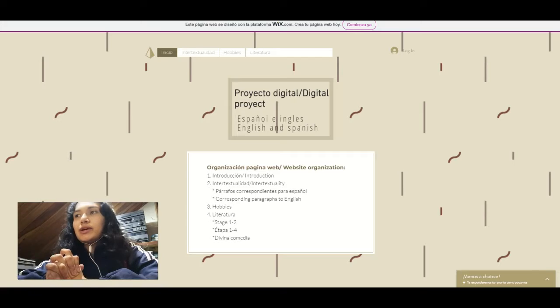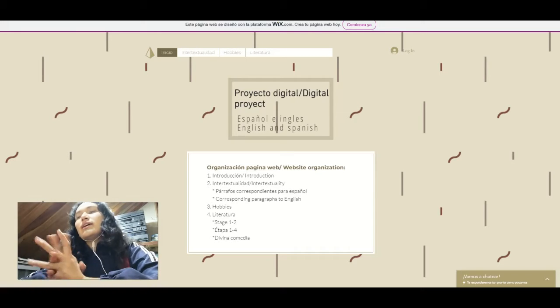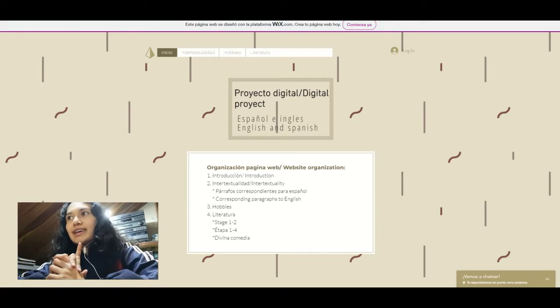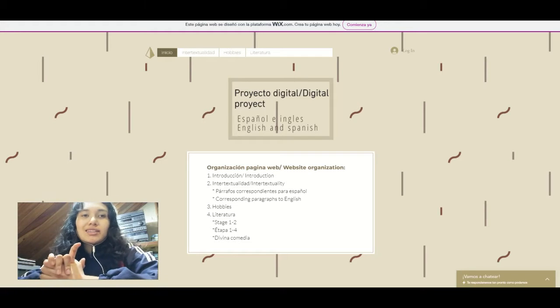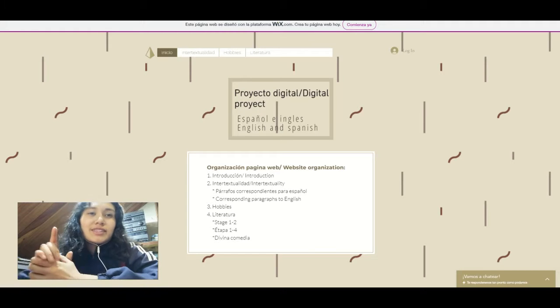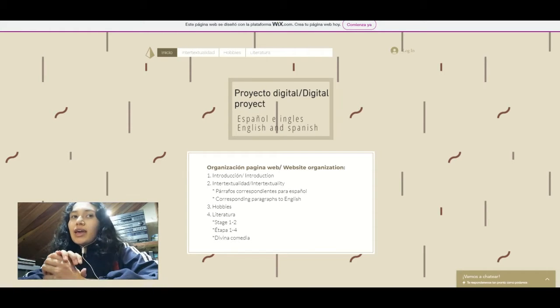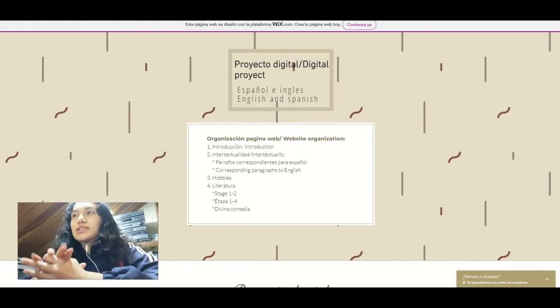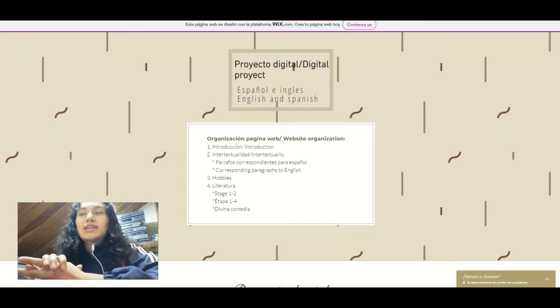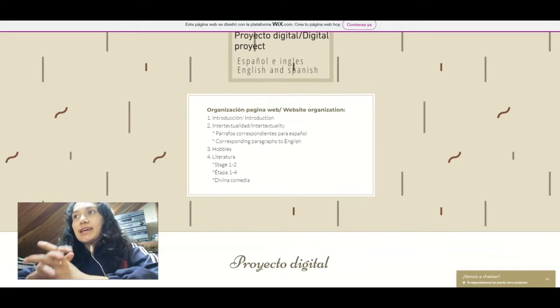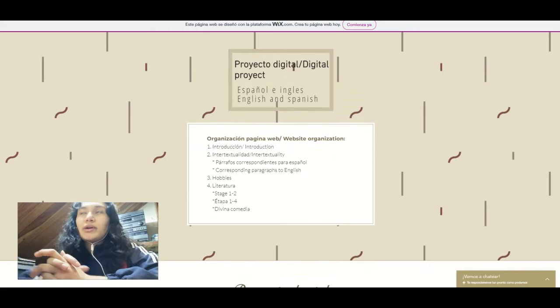Then we have the intertextuality, that is divided into subtopics. First, the corresponding paragraph to Spanish, and then the corresponding paragraph to English. Then we have the hobbies, that this part is in Spanish. And then we have the literature, that is divided in 3 subtopics. The first subtopic is stage 1 and 2. Then we have stage 1 to 4, that this part is in Spanish. And the last is the Divina Comedia, that is in Spanish.